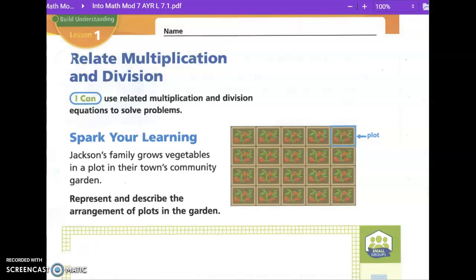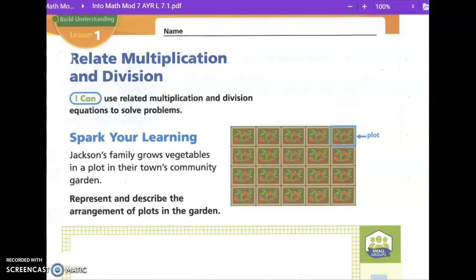Okay, today we're looking at lesson 7.1, relate multiplication and division. It's kind of like relating addition and subtraction, they're inverse operations. Our I can statement today, let's everybody read that together. I can use related multiplication and division equations to solve problems.